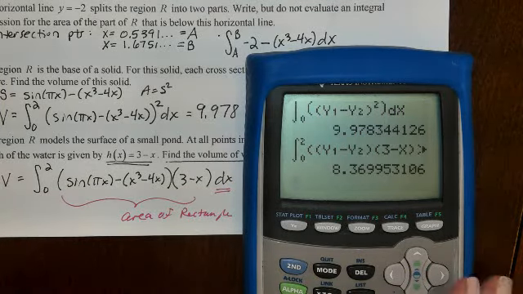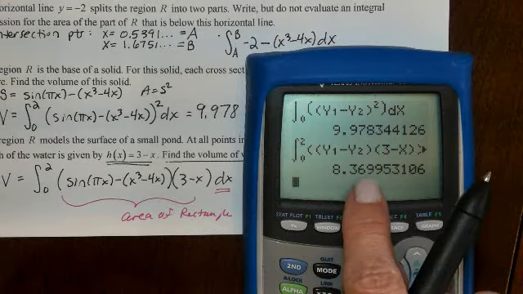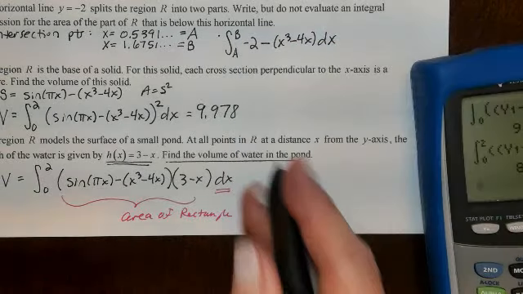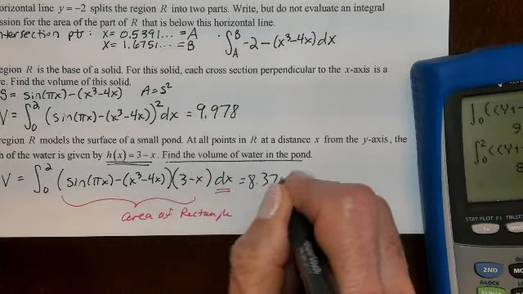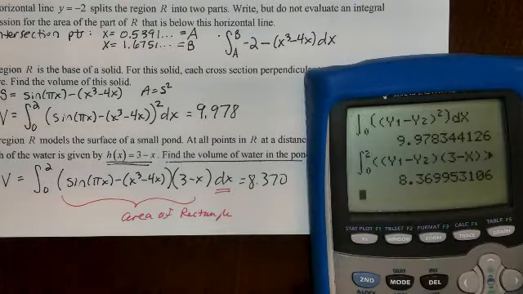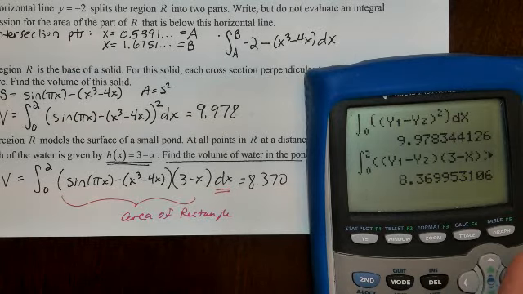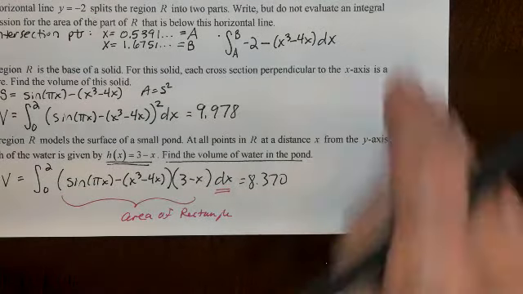So we got 8.370 would be rounded. Remember, at least 3 decimal places. You can give more, but don't give fewer. Okay.